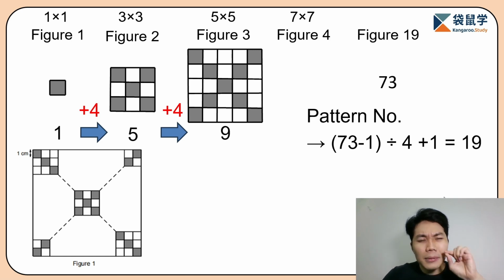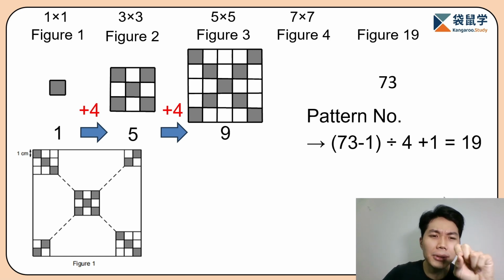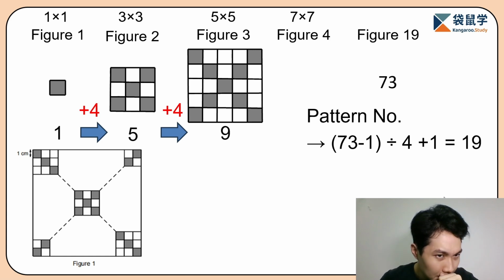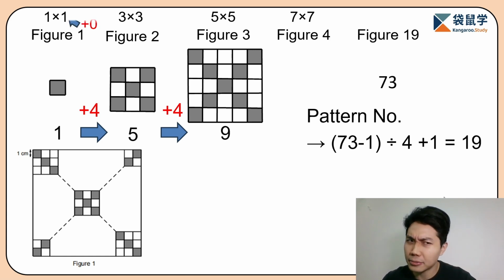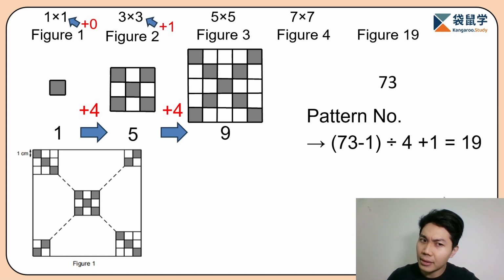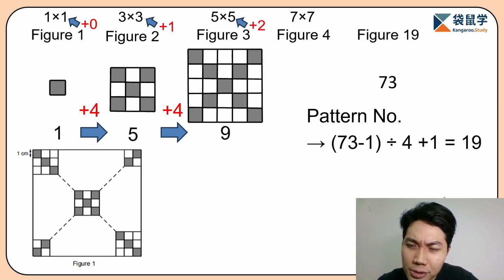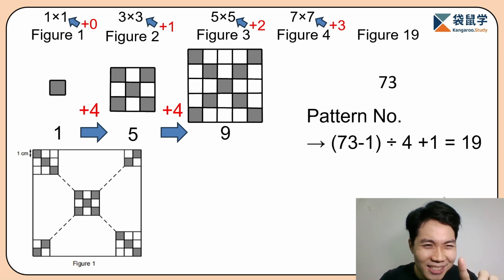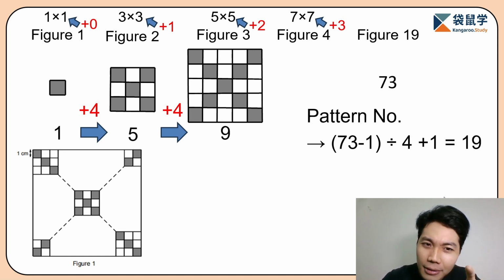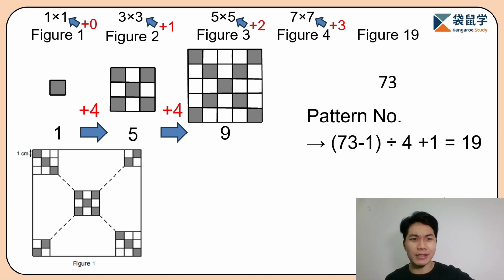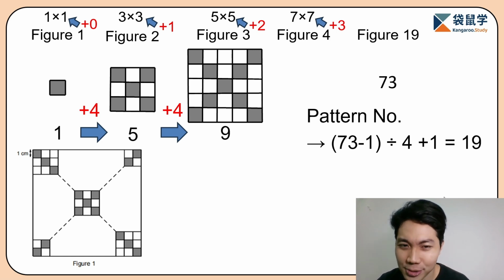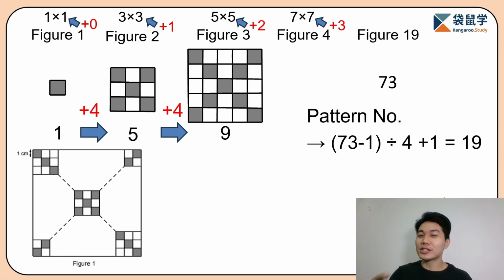So we can see from the figure number, can I get the number of squares on the length? Okay, from 1 to 1 plus 0. From 2 to 3 plus 1. From 3 to 5 plus 2. From 4 to 7 plus 3. Did you realize something? From the figure number to the number of squares on this length, there's also a pattern, right? From 1 to 1 plus 0, then plus 1, then plus 2, plus 3. Actually, you can find what's the relation with the number that's added with the figure number. It's just minus 1.